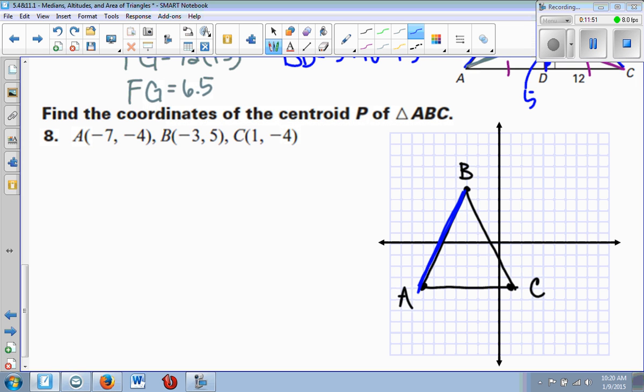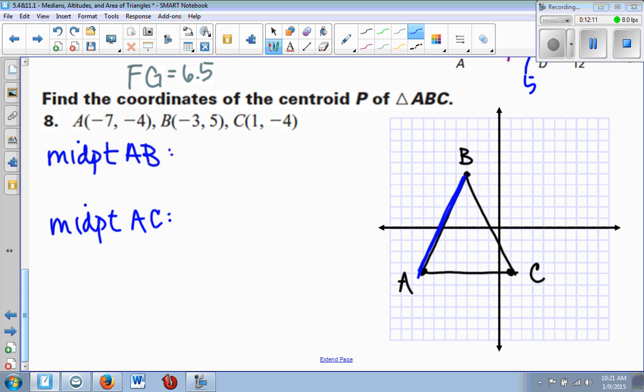So what I need to do is find the midpoint of side AB. I need to find the midpoint of side AC. And I need to find the midpoint of BC. Because then I can connect point B to the opposite midpoint, point A to the opposite midpoint, point C to the opposite midpoint. So let's figure out the midpoint of AB.